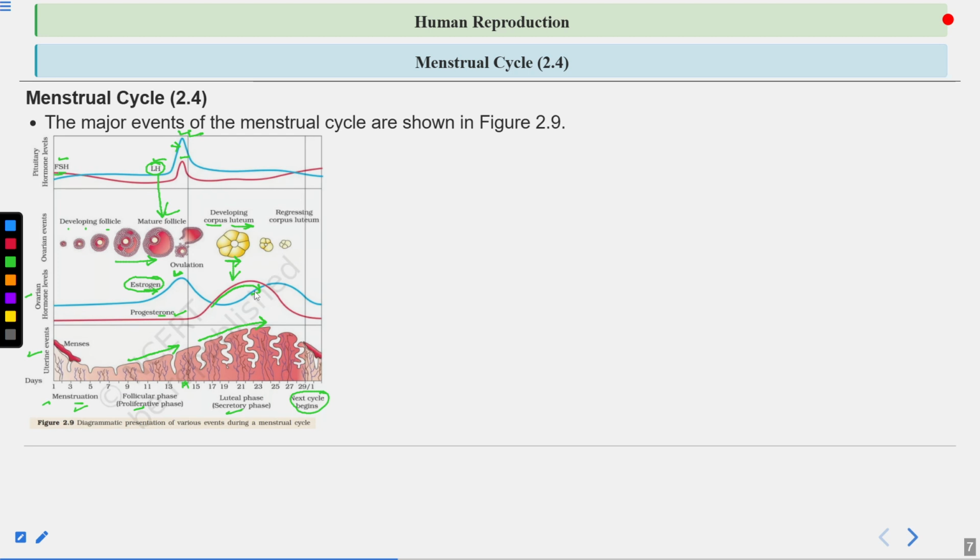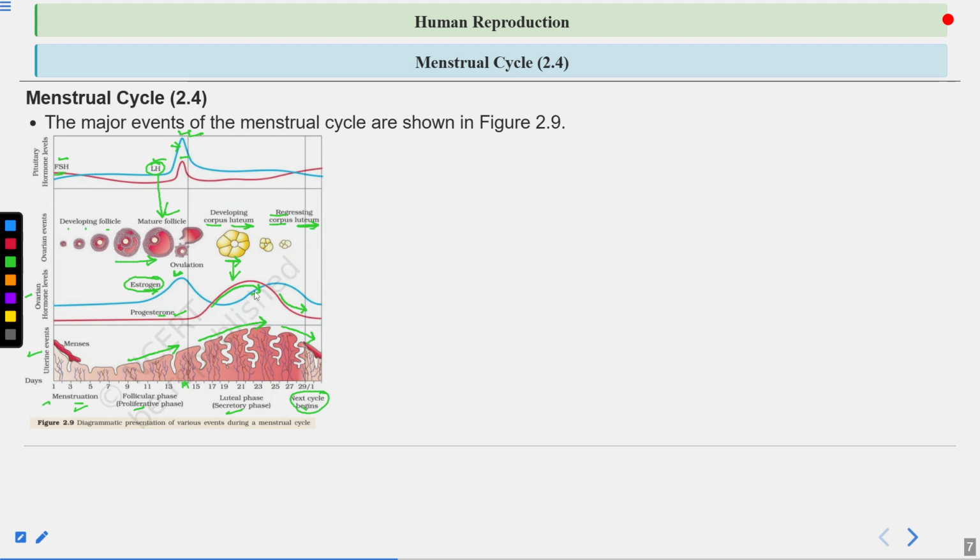Now, if there is no fertilization, then the corpus luteum will degenerate, and when it degenerates, it forms the corpus albicans. So this is the regressing corpus luteum. As the corpus luteum degenerates, there is no secretion of progesterone, so the progesterone level decreases again. As the progesterone level decreases, the endometrium thickness also decreases, and the next cycle will start, because again the endometrium will break.